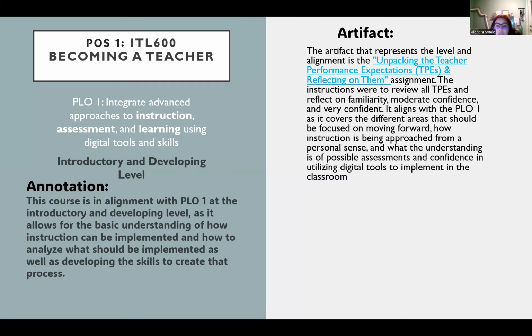The artifact that I chose in this sense was the Unpacking the Teacher Performance Expectations and Reflecting on Them. I believe this represents the level and alignment, as the instructions were to review all the TPEs and reflect on familiarity, moderate confidence, and very confident. It aligns with PLO 1 as it covers the different areas that should be focused on moving forward, how instruction is being approached from a personal sense, and what the understanding is of possible assessments and the confidence in utilizing these digital tools to implement them in the classroom.